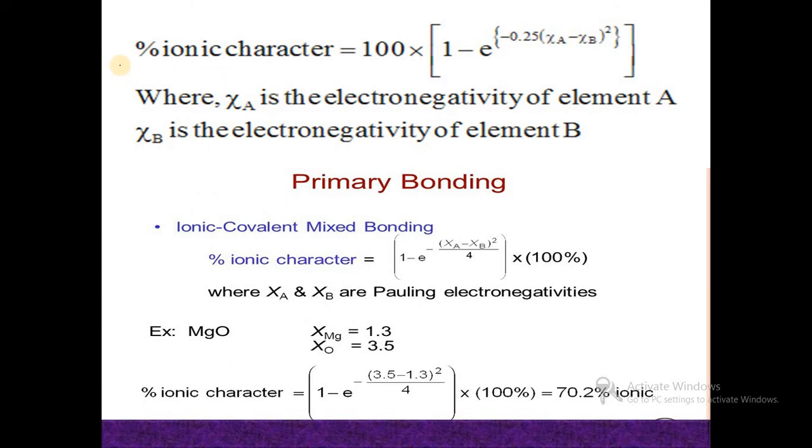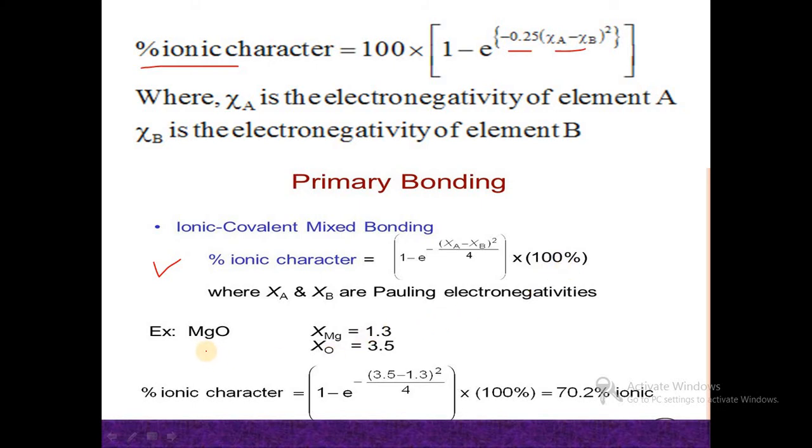So this is the equation: percent ionic character is equal to 100 multiplied by 1 minus the exponential of minus 0.25 times the electronegativity difference between the two atoms, squared. In another form, we can write this equation as 1 minus exponential of minus (xA minus xB) squared divided by 4, where 1 by 4 means 0.25, into 100%.